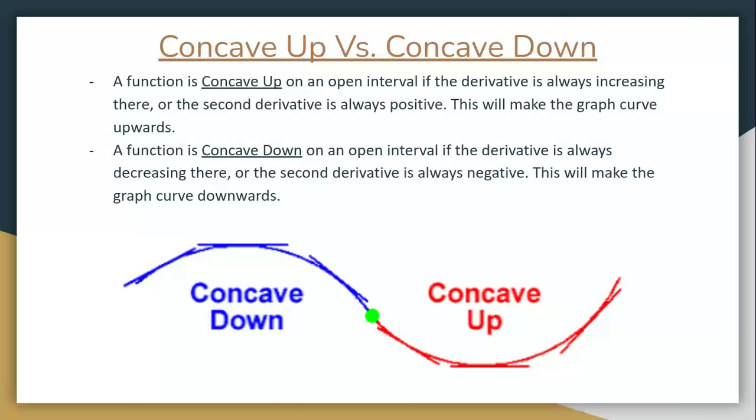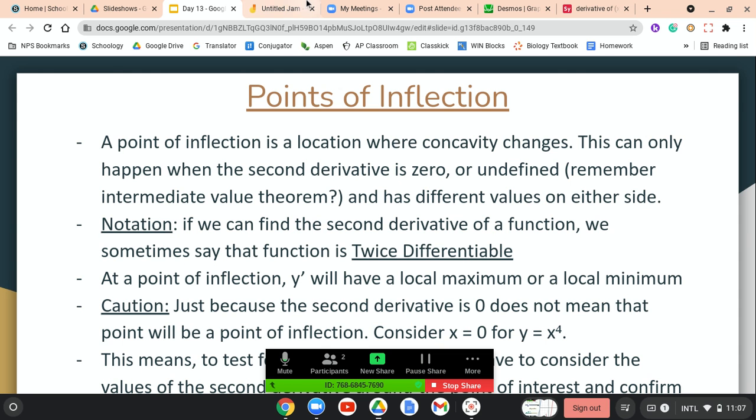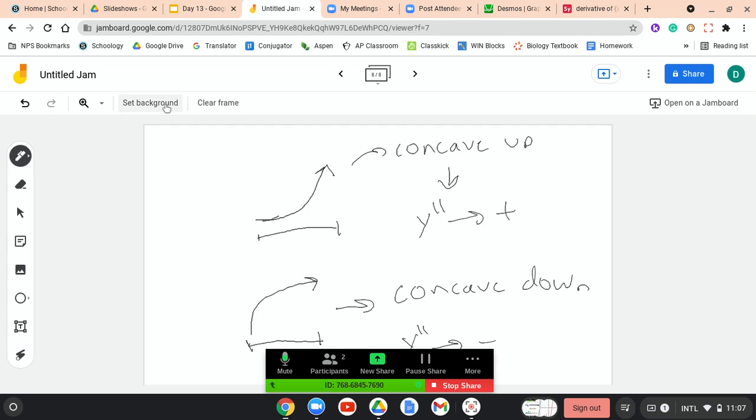Yeah. All right, cool. So that's a sneak peek into the next thing we're going to talk about. Notice how here the concavity changes. So we call these points inflection points. Any questions before I move on? I'm all good. Cool. Points of inflection. A point of inflection is a location where concavity changes. This can only happen when the second derivative is 0, and I'll explain that with a very quick example.